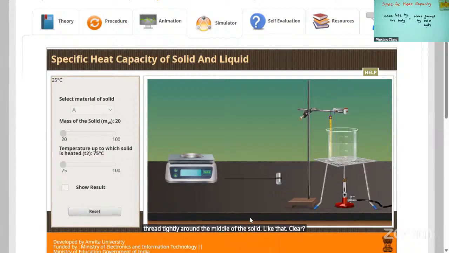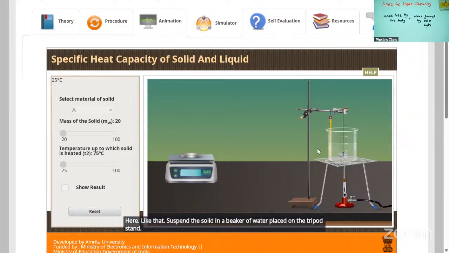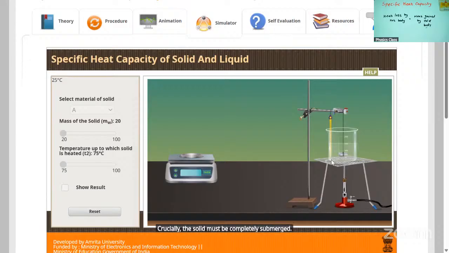Suspend the solid in a beaker of water placed on the tripod stand. Crucially, the solid must be completely submerged, at least 0.5 centimeter below the surface. This ensures the metal reaches the same temperature as the water on heating.